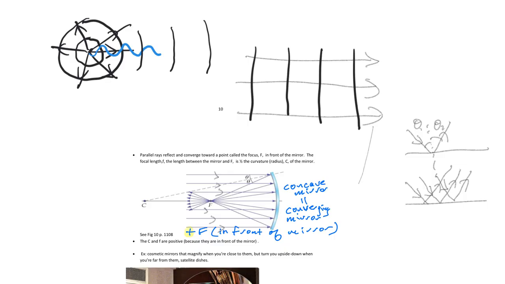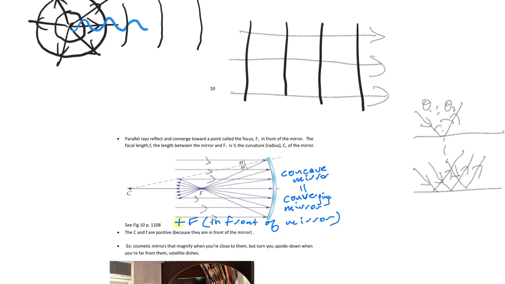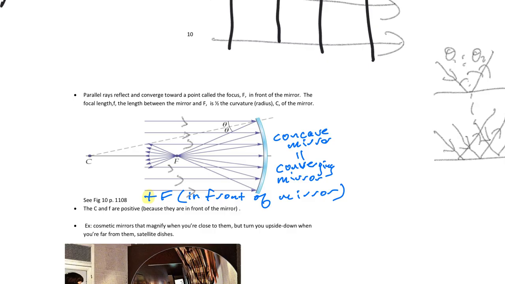Now we're going to talk about reflection in curved mirrors rather than plane mirrors. So right here you have a picture of a concave mirror. A concave mirror is like the inside of a spoon. Or if you break a round Christmas ornament and pick up the piece, that inward curved piece, if you look at it from that point of view, that's a concave mirror.